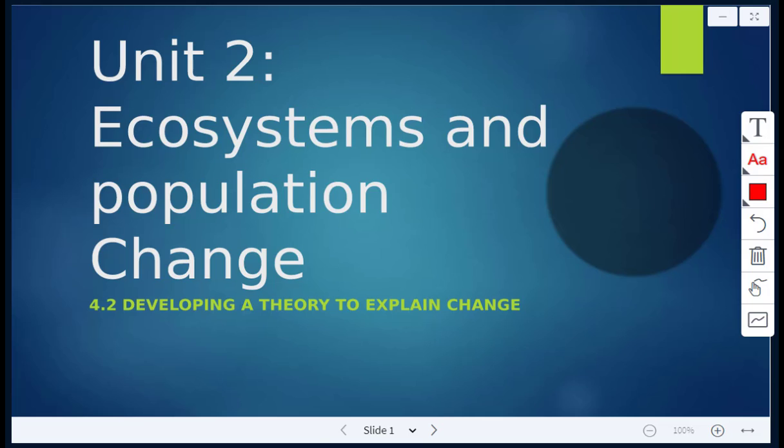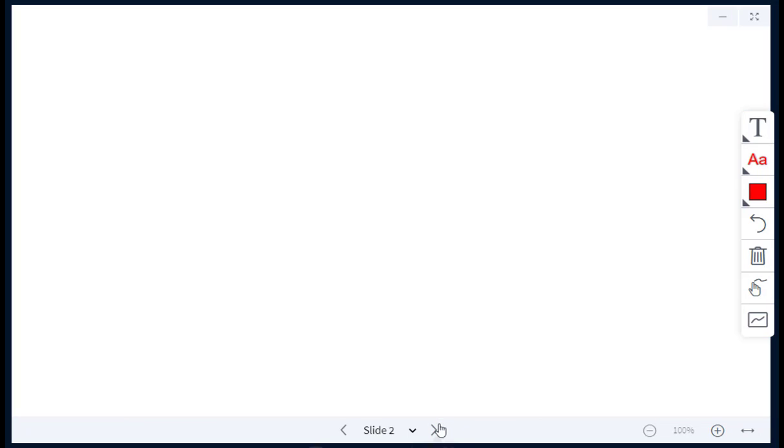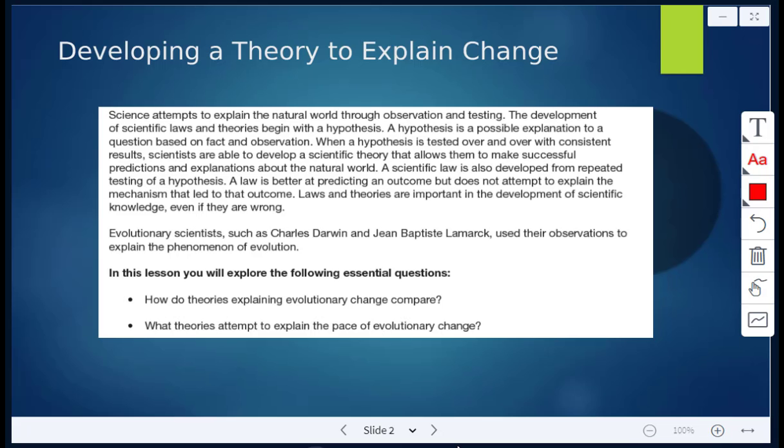Today's lesson is 4.2 in our Unit 2, Ecosystems and Population Change. We're looking at developing a theory to explain change. So we'll start by just going over what our hypothesis is.